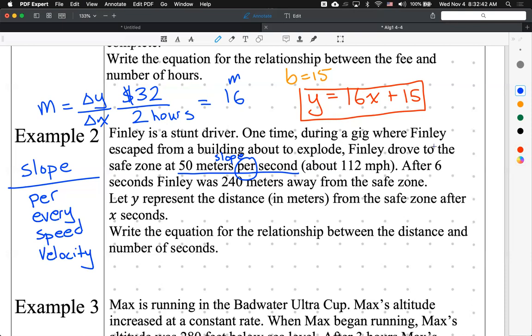Because if it said after 0 seconds, Finley was 240 meters away, then we could say, oh yeah, that's the y-intercept because one of the numbers is 0. But unfortunately, we have a little bit more work to do. So let me kind of boil down what we have so far.